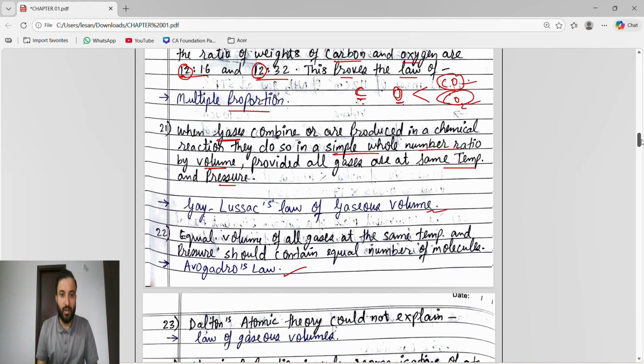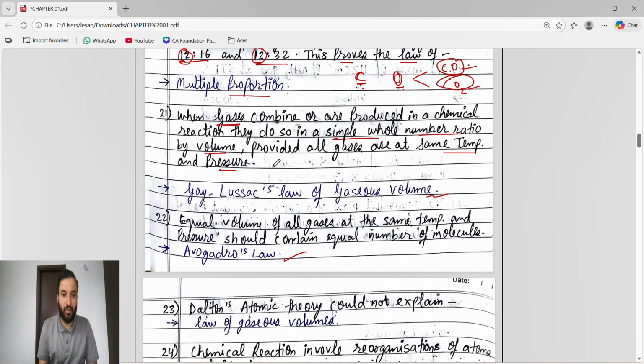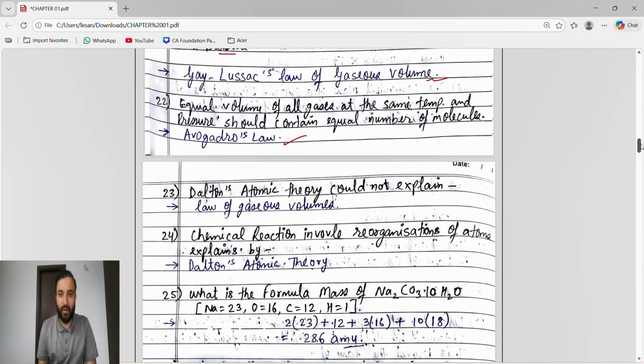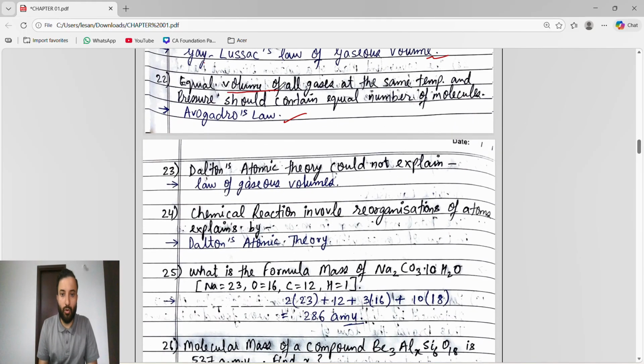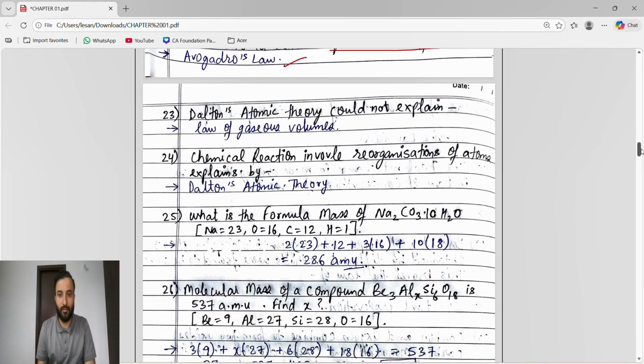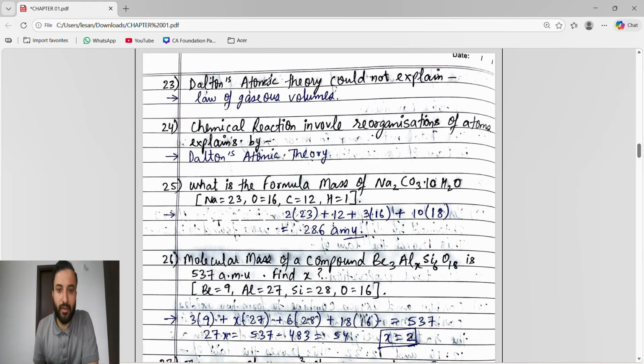We know this. And whenever they talk about gases, it is Gay-Lussac's law. And whenever they say that the volume of all gases at the same temperature should contain an equal number of molecules, it is Avogadro's law. Dalton's atomic theory could not explain the law of gaseous volume. Chemical reaction involves reorganization of atoms, which is explained only by John Dalton in Dalton's atomic theory.